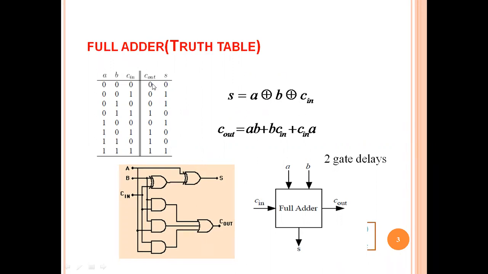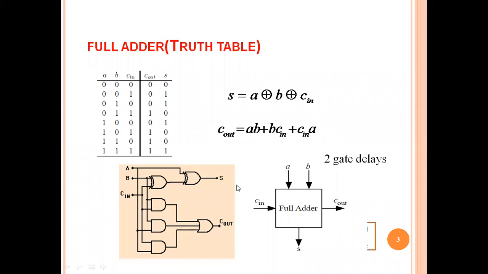Now the C out. C out is the carry out. What will the carry out be? If you go through the truth table, you can find out that carry out is nothing but A and B, or B and C in, or C in and A. That means if you put the values of A, B, and C in here, you will get the C out. If you check any row, you will find out that C out is nothing but A and B, or B and C, or C and A. So we get two output values, S and C out, from the input values A, B, C in.